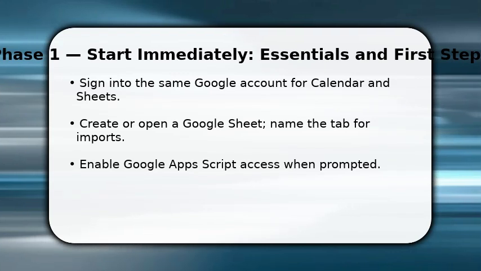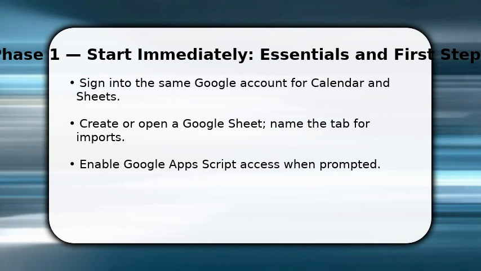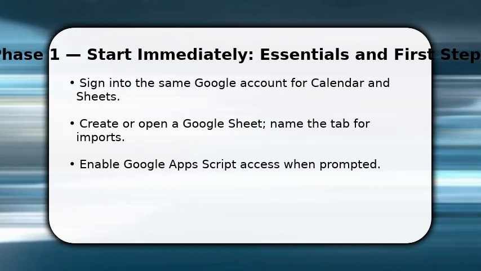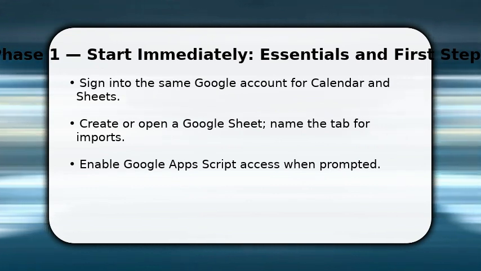You start by making sure your calendar and sheet use the same Google account. This avoids permission headaches later. Open a blank or existing Google Sheet and name the tab where events will land so you have structure. Once done, open Extensions, Apps Script in the sheet to author the import. You'll grant script permissions, so make sure you're comfortable with that. This immediate setup gets you into the code environment and prevents cross-account errors before importing events.